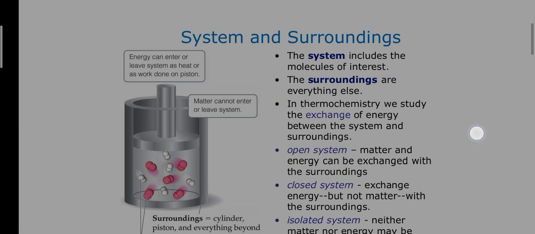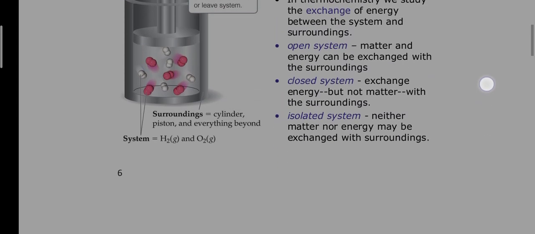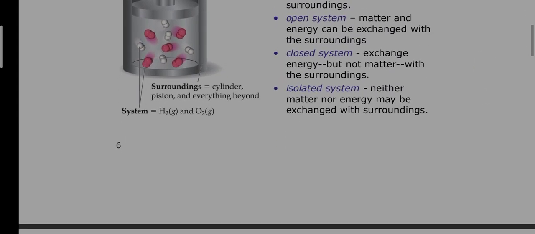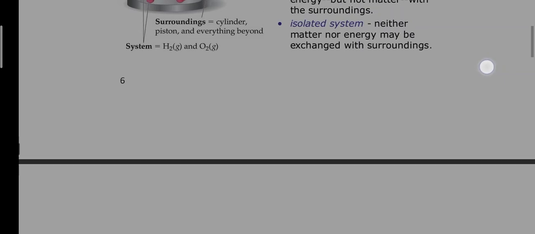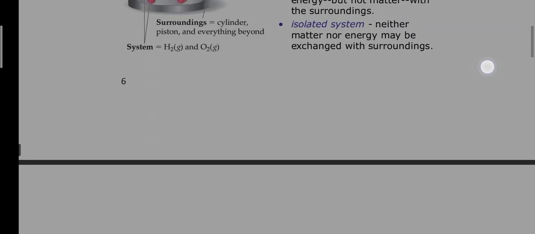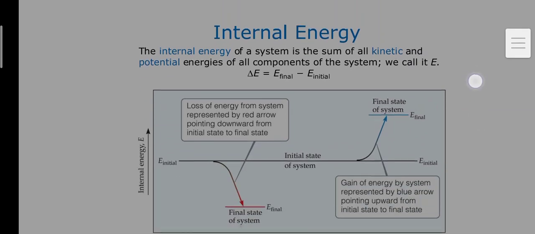Types of system. Open system: in an open system, matter and energy can be exchanged with the surroundings. In a closed system, exchange of energy takes place, but exchange of matter does not take place with the surroundings. In an isolated system, neither matter nor energy may be exchanged with the surroundings.